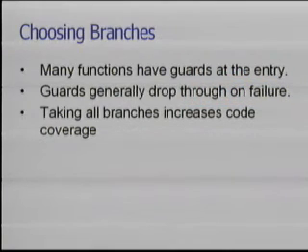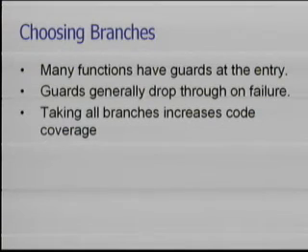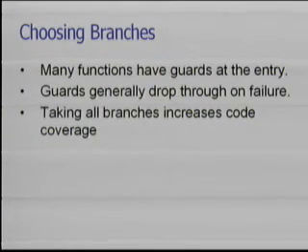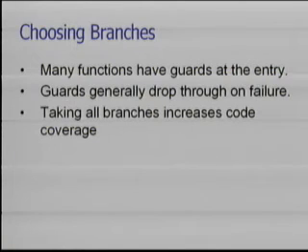So in choosing branches, a lot of functions are going to have guards at the beginning. Like, let's say you're passing in a pointer. It's going to check if it's null right at the beginning, and if it is, it's going to return right away. So usually in the assembly, guards are going to drop through. And if it passes the guard, it's going to jump over the return. So taking all branches is usually going to give you way more coverage than taking none of the branches, because you'll probably hit all the guards and returns and nothing will happen.